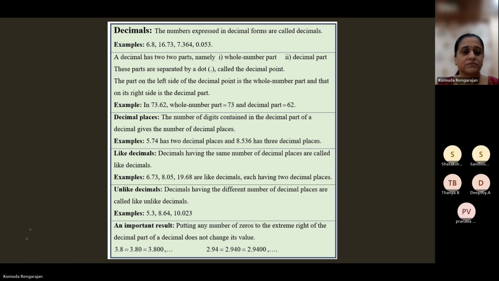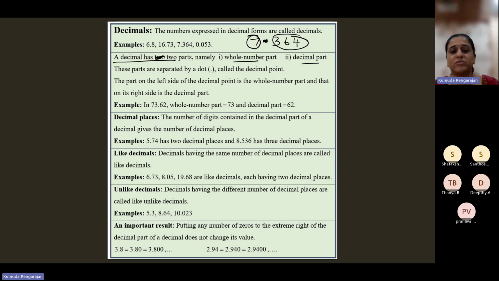Now, a decimal has two parts, namely the whole number part and the decimal part. In this example, 7.364, this is a decimal. It has two parts: this is the whole number part and this is the decimal part. The two parts are separated by this dot, which is called the decimal point. 7.364 is an example of a decimal number.